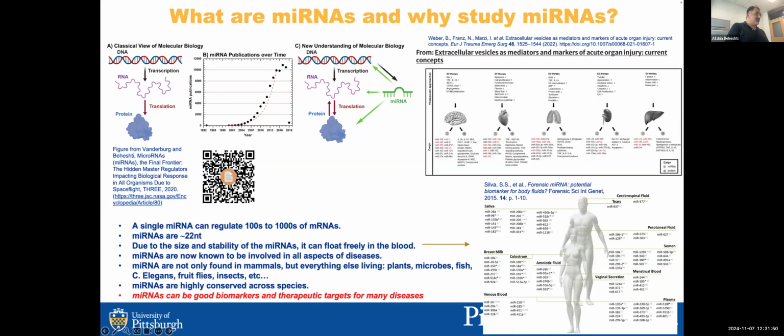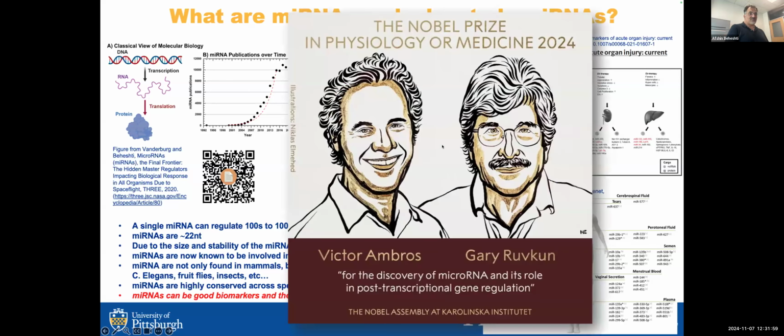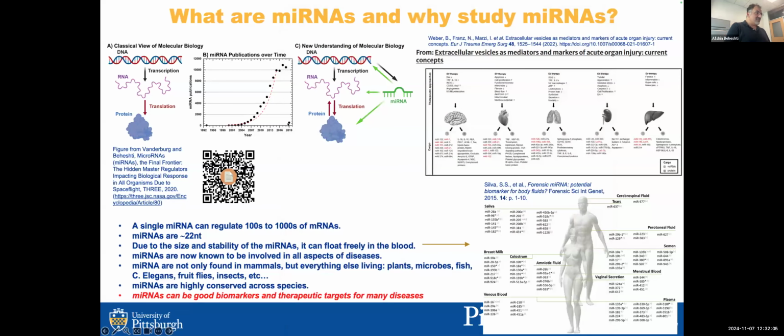Classically, before they were discovered, this is the classical view of biology: DNA, transcribed to RNA, translated to protein. But once microRNA was discovered, the Nobel Prize was given for the discovery of microRNA to Victor Ambros and Gary Ruvkun. When they first discovered it, people previously thought these small RNAs were just garbage and debris, but indeed they were not. They're involved with every aspect of biology.